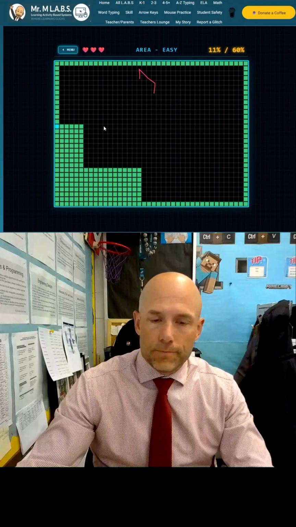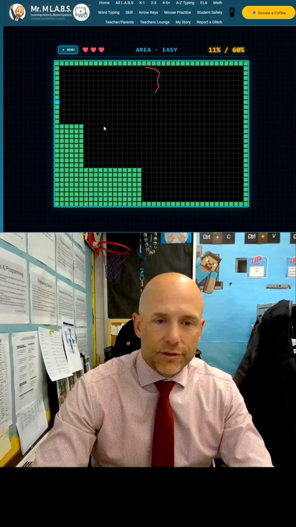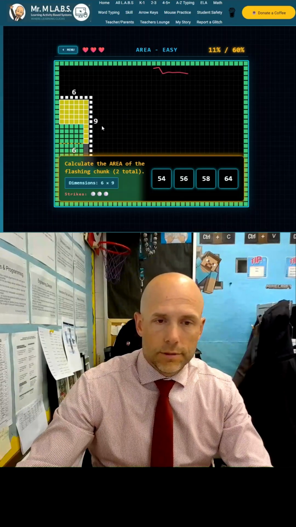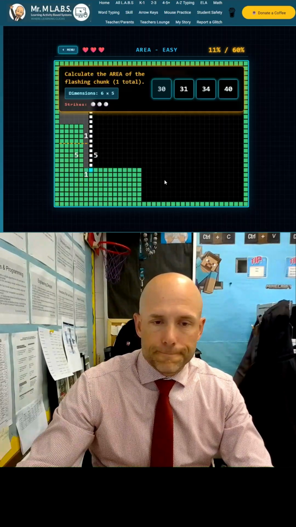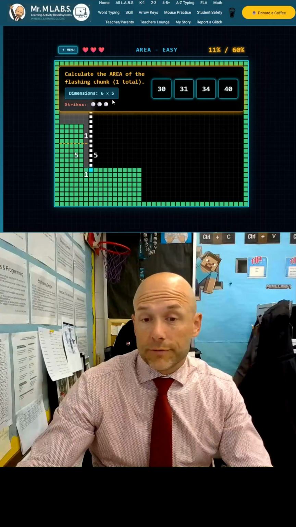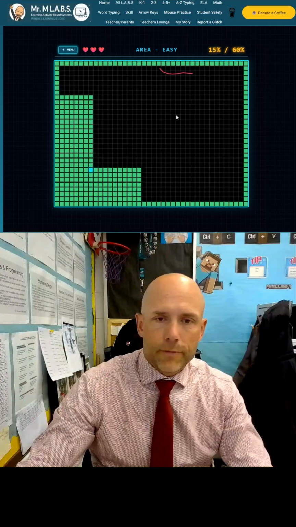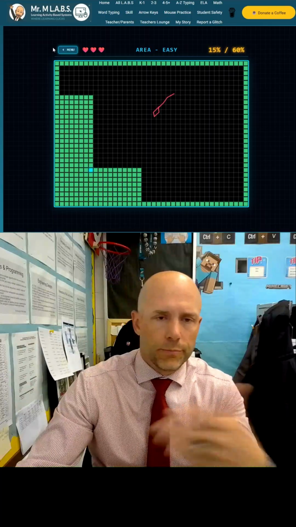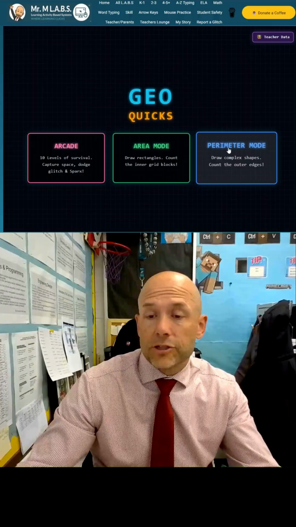Okay, so that is the area mode. 6 times 5, actually, for that part. Okay, that's the area mode. Then they have to get 60% of this grid filled in order to move on to the next level. Okay, and there's a perimeter mode.